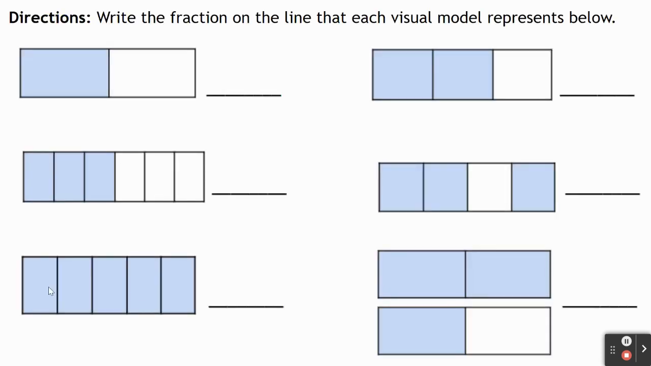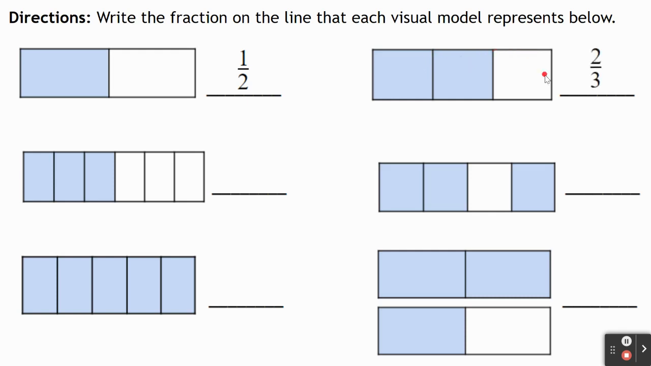Let's write the fraction on the line that each visual model represents. So let's start with this first one. We can see that there is 1 part shaded out of 2 parts. So we can write this as 1/2. In this next one, we have 2 parts shaded, so the numerator will be 2 out of 3 parts.